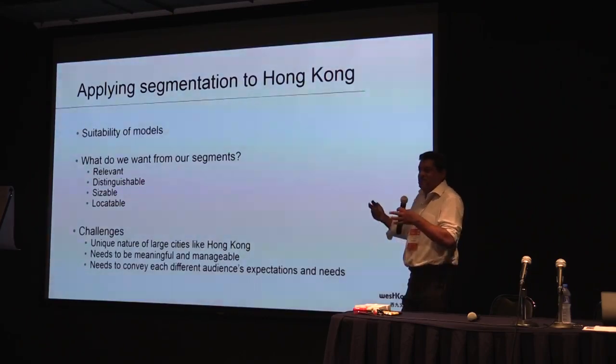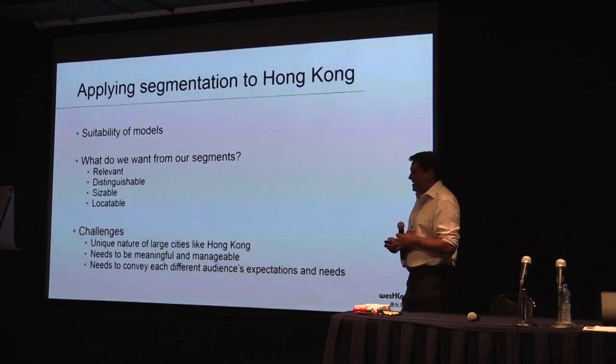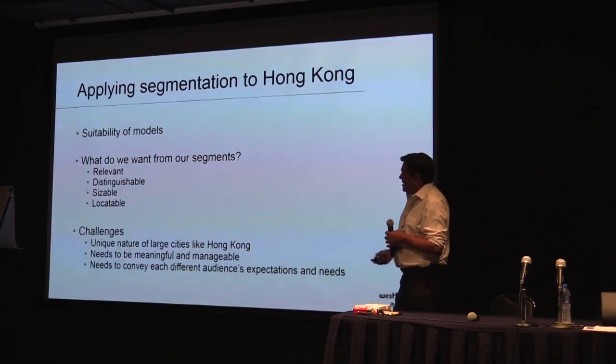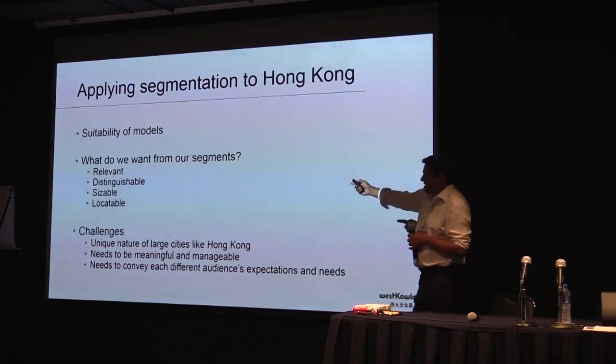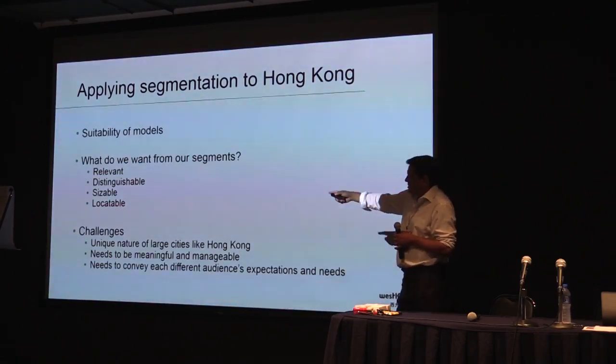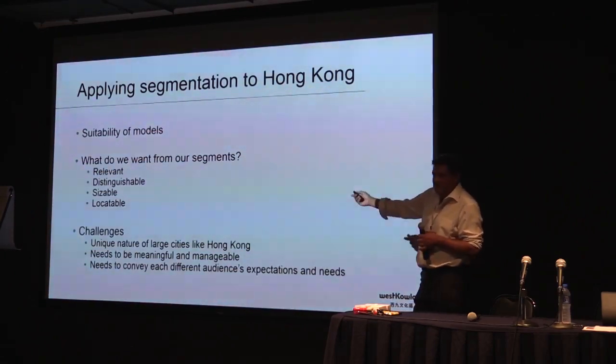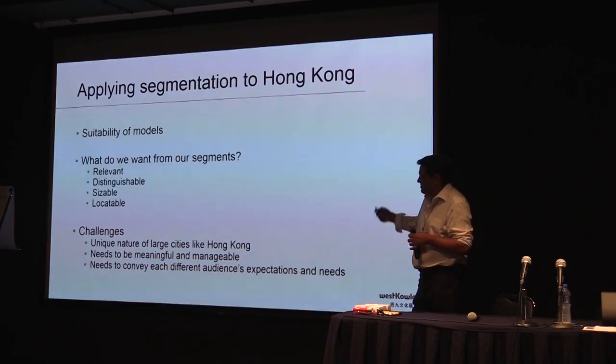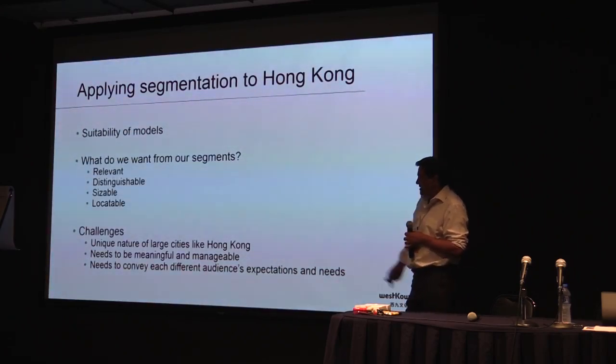If you could start with a massive data set, you could do lots of work analyzing, but here you're starting with effectively nothing. We want the segments to be relevant, distinguishable, sizable, locatable. There's no point if they're not, because if you can't find the segments, you can't recognize them. I say cities present challenges. Segmentation in London is very different from segmentation outside of London. Hong Kong is very unique.